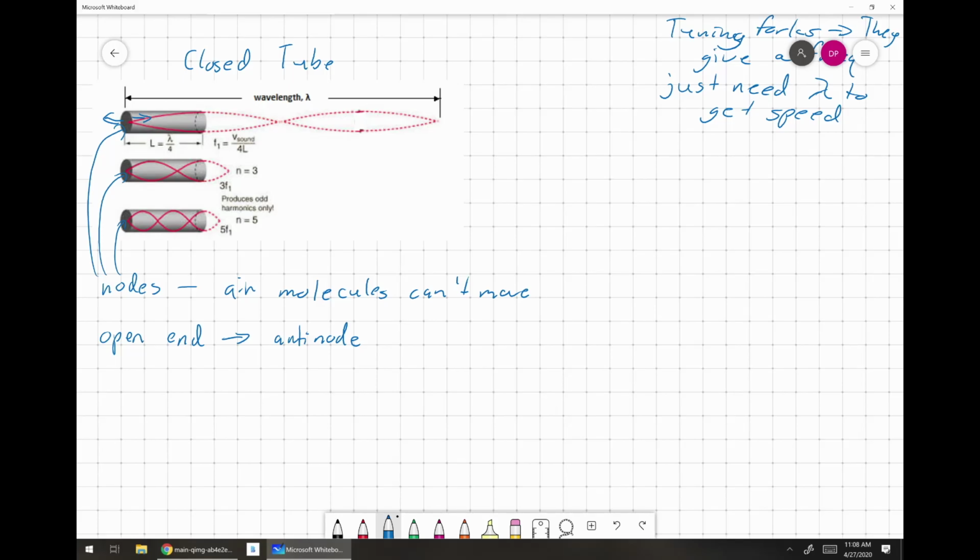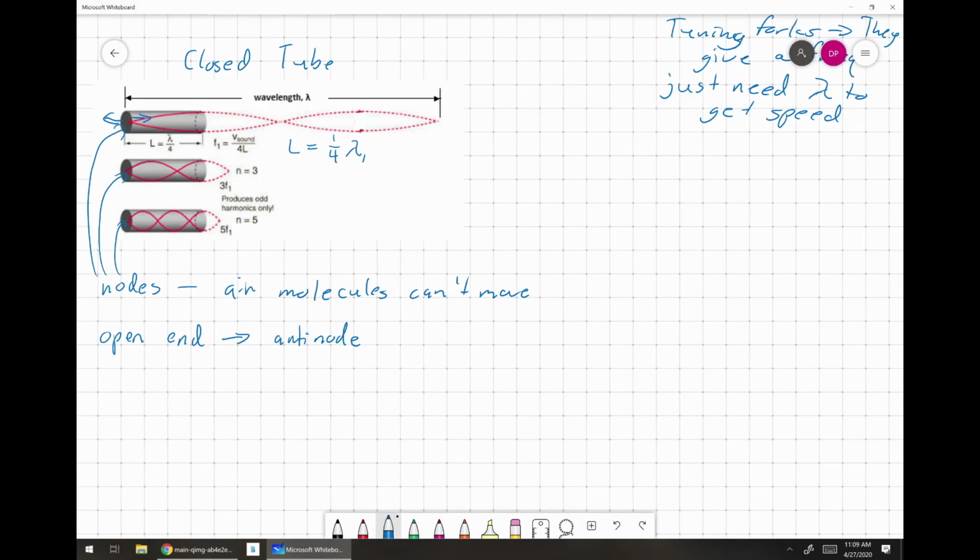We can also write this as that the length is equal to 1 over 4 lambda 1. So that is our first wavelength. You can see we have 1/4 of the wave. And so the length of our tube here at that point is 1/4 of the wavelength of this wave.